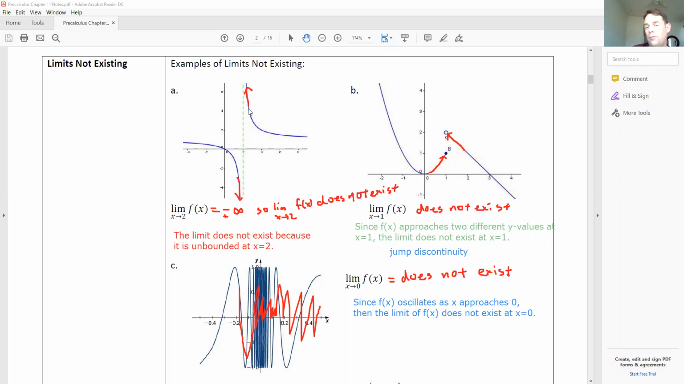So three different times the limit doesn't exist. When it goes to a vertical asymptote because it's unbounded, when it approaches two different y values because the function jumps, and when it just starts oscillating back and forth because we don't know exactly where we are. So limits can exist at a hole or a closed dot if it goes in and out of the same value. But there are three times where it doesn't exist.